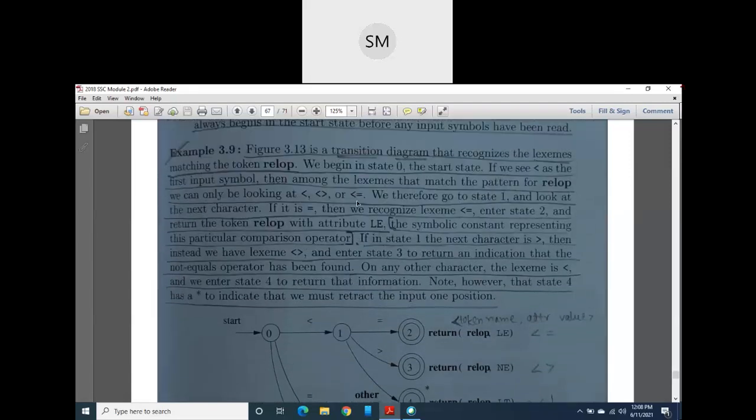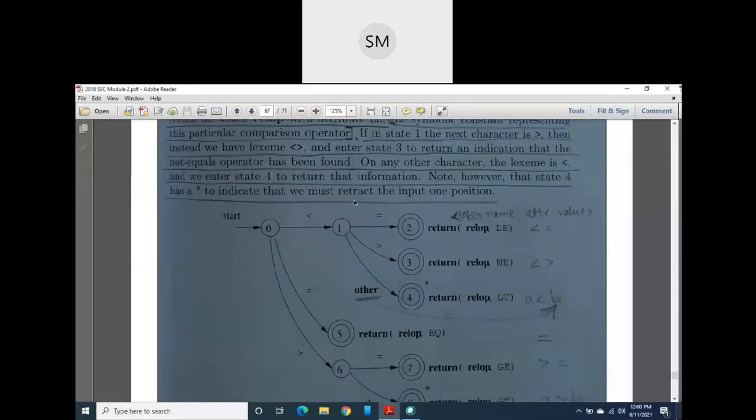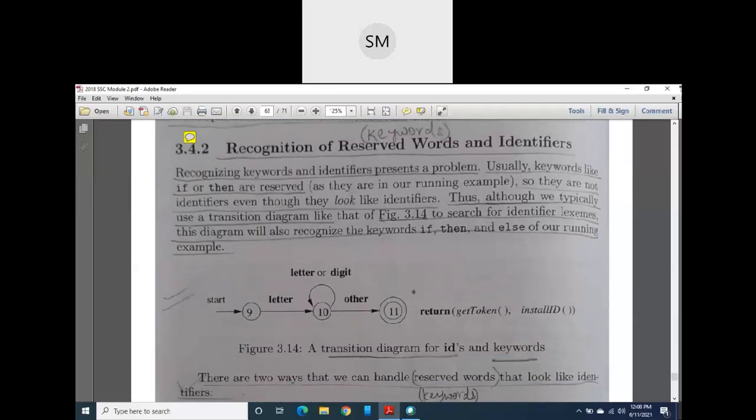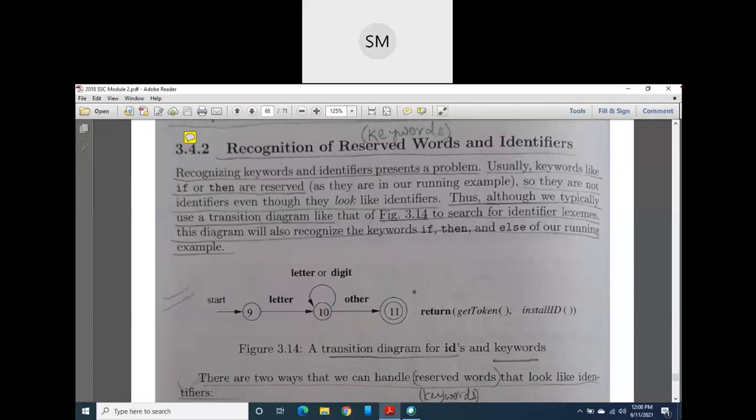Have you understood? Let us go to the next diagram. The next topic is recognition of reserved words. Reserved words means what in our programming languages? Keywords, right? Just now we have recognized the token relational operator. Similarly, you can recognize arithmetic operators also, even logical operators. For all operators you can write a transition diagram.